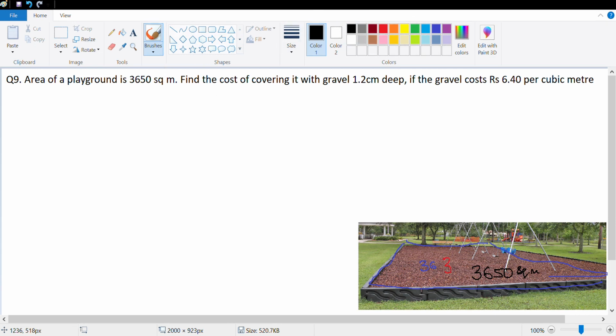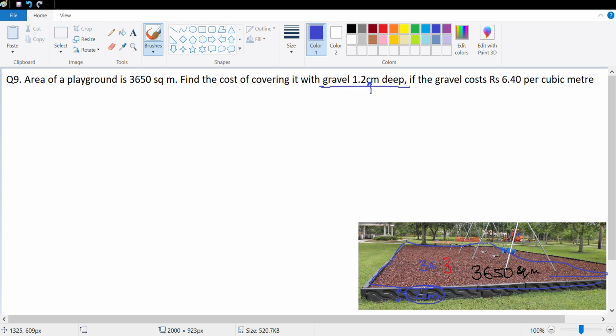This is in the form of a rectangle right now. Find the cost of covering it with gravel, which is 1.2 centimeter deep. Well, that's something I notice here. This is centimeter. This was given in meter, which means I will have to convert the units. I need to keep that in mind. Perfect. So the cost of covering it with gravel, which is 1.2 centimeter deep. Like the way you see here, the depth in this case, this depth is given as 1.2 centimeter.